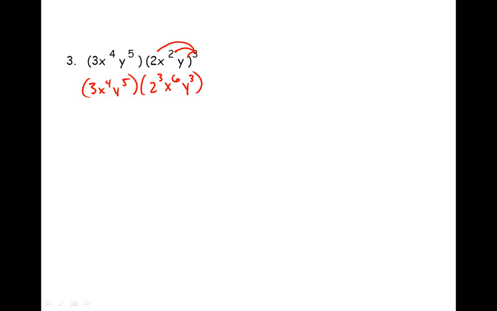Now I'd want to go ahead and multiply those, so it's the same as 3 times 2 to the third, which is 8. X to the 4th times x to the 6th is x to the 4 plus 6. Y to the 5th times y to the 3rd is y to the 5 plus 3. So 3 times 8 is 24, x to the 10th, y to the 8th.